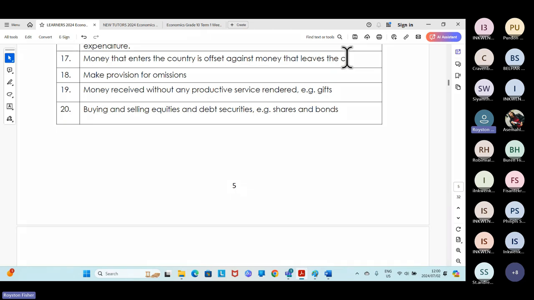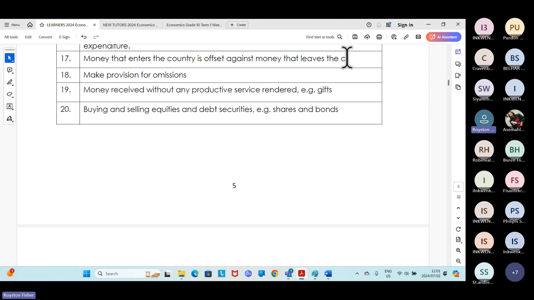Then by number 19, money received without any productive services rendered, for example, gifts. What is that known as for number 19? Number 18 is unrecorded. Thank you, Craven B. Number 19, we are busy with that one now. So number 19 would be transfer payments.